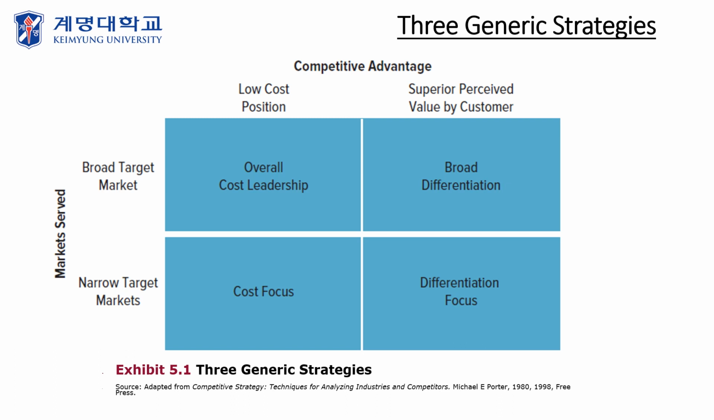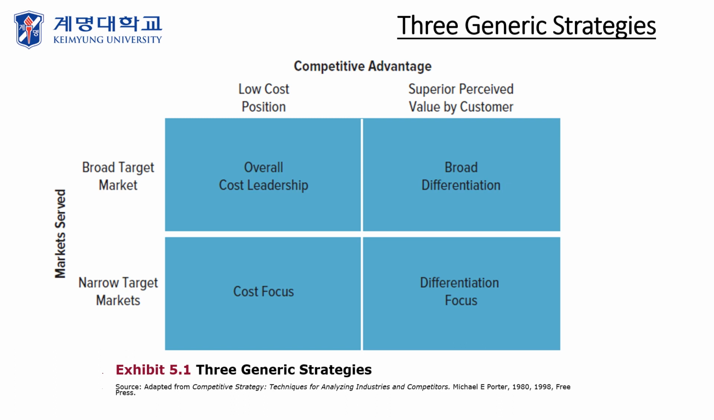Remember, firms emphasizing a focus strategy must attain advantages either through differentiation or a cost leadership approach. Exhibit 5.1 illustrates these strategies on two dimensions: competitive advantage and market served. For competitive advantage, we have two indicators: the low cost position and the superior perceived value by customers. For market served, we have two indicators: the broad target market and the narrow target market.